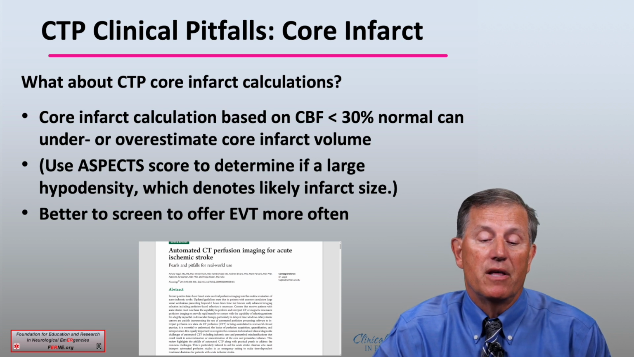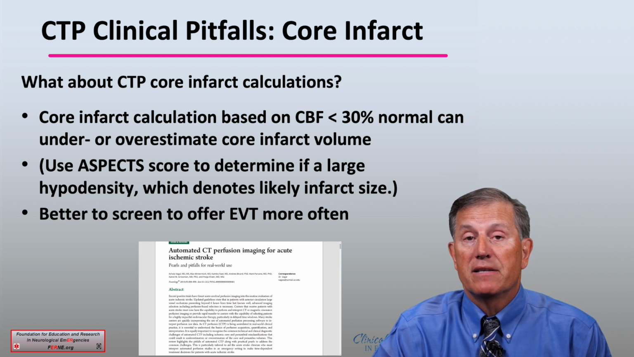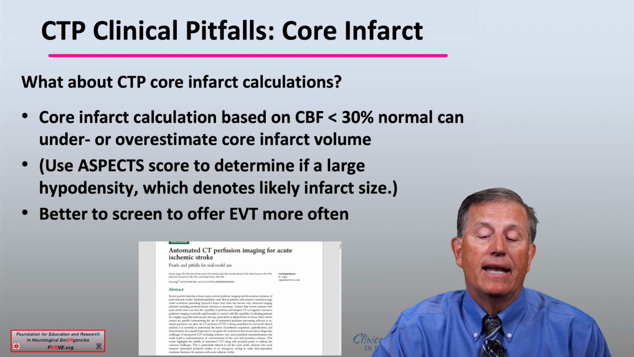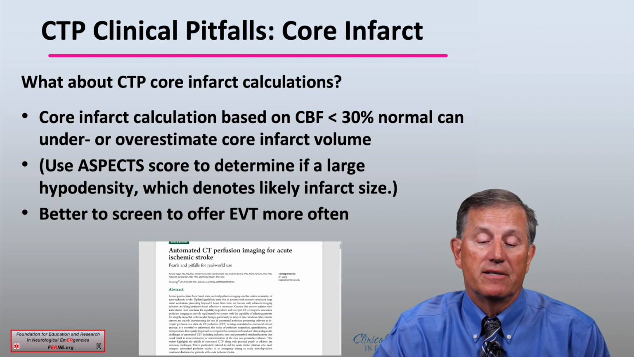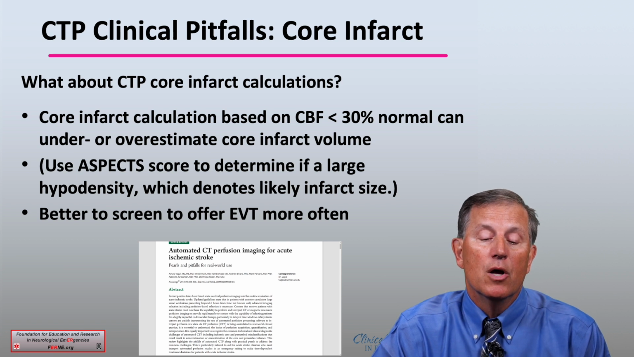What about the CTP core infarct calculations? What are some pitfalls there? We know that the traditional core infarct calculation is based on a CBF less than 30% of normal, and we know this assessment can both under or overestimate the size of the core infarct volume. And it's important then to use the ASPECT score to determine if a large hypodensity, which denotes the likely infarct size, is related to an acute stroke. So it's better to screen to offer EVT more often.